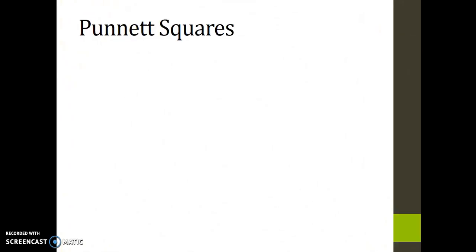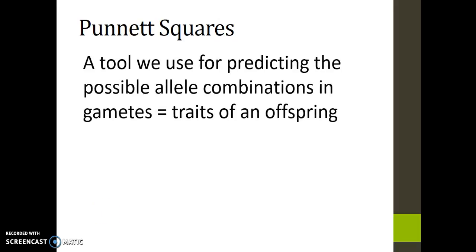Okay, so let's talk about how we can figure that information out and how we know what exactly we're going to get. So in order to do this, we use something called a Punnett Square, and this is a tool we use for predicting the possible allele combinations in gametes, which will tell us the traits of an offspring. Okay, so don't forget that gametes are our egg and sperm, and those are the cells we're using for reproduction, and that's really what we're talking about here.